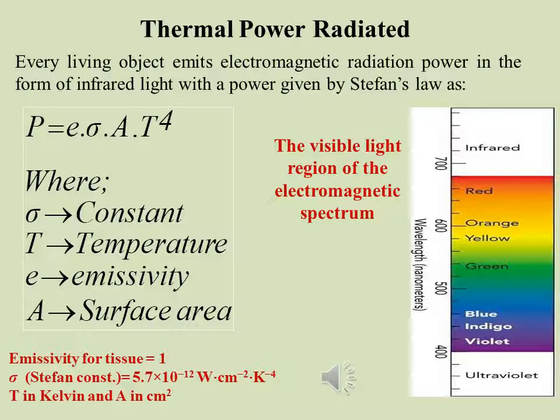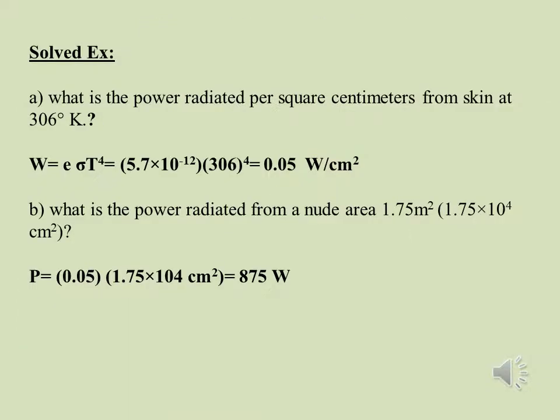given by Stefan's law as the power, P, equal to the emissivity, E, multiplied by Stefan constant, sigma, by the area, in centimeter square, by the temperature, T, to the power of 4. Emissivity for tissue is 1. Stefan constant equals 5.7 times 10 to the power of minus 12 in units of watt per centimeter square per Kelvin to the power of 4. Solved X. Please follow the solution carefully.